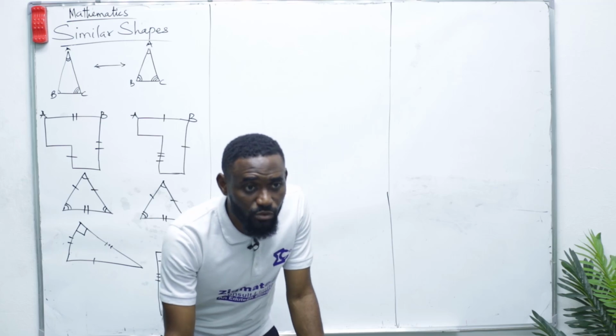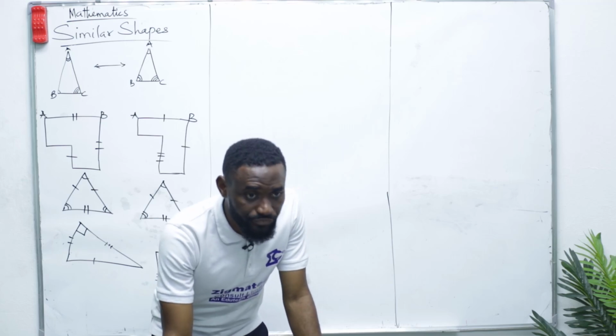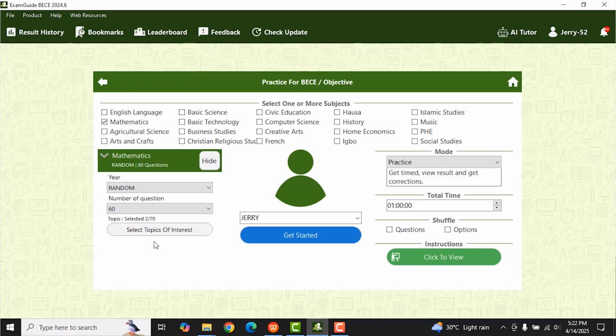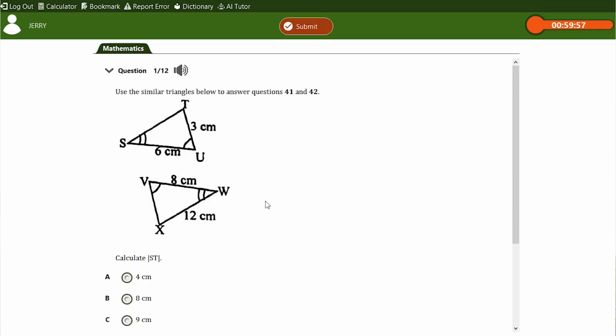All right. So we'll have to solve some problems. Look at some problems using the Examguide learning app on similar shapes, okay? So they say use the similar triangles below. So this is a similar triangle. Why are they similar? Look at the triangle very well. Just look at the board.